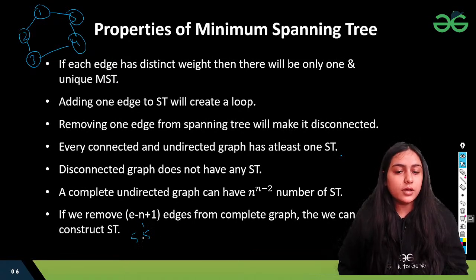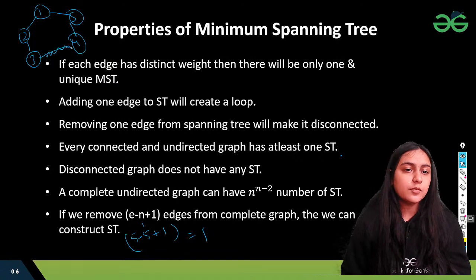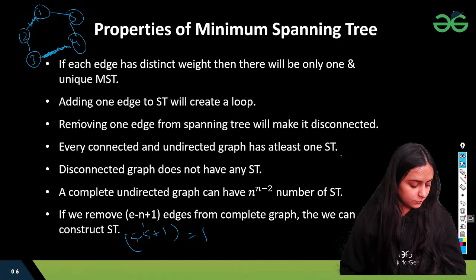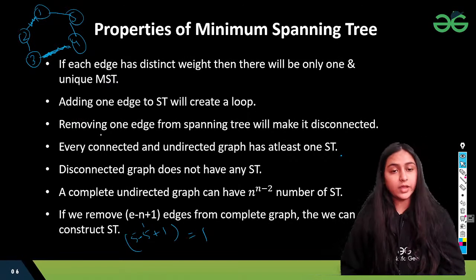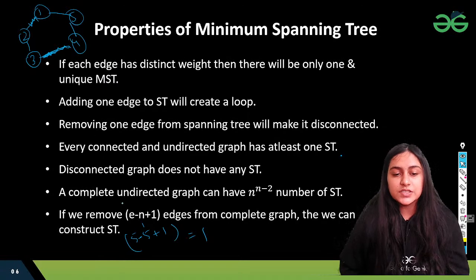Okay, so e−n+1, 5−5+1. ठीक है ना, ये कितना हो गया, 1 हो गया. अगर हम इस ग्राफ में से एक एज हटा दें तो हमारा ग्राफ ऑटोमेटिकली स्पैनिंग ट्री में कन्वर्ट हो जाएगा. अगर मैं ये वाली एज हटा दूं तो स्पैनिंग ट्री बन जाएगा, राइट. अगर मैं इसको ना हटा के ये वाली एज हटा दूं तो ये स्पैनिंग ट्री बन जाएगा. ओके, सो वी कैन कैलकुलेट कि हमें एक ग्राफ में से कितनी एजेस हटानी है with the help of this formula e−n+1.